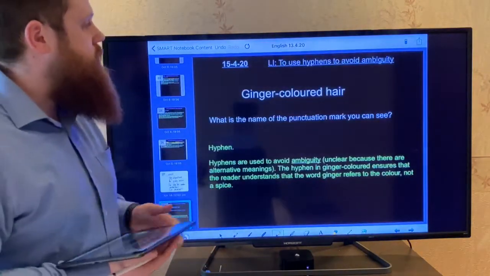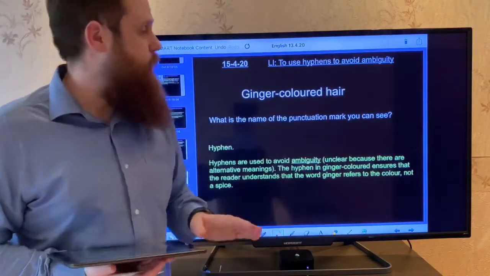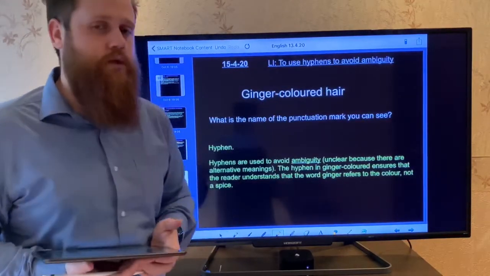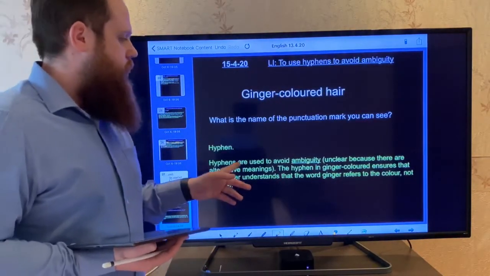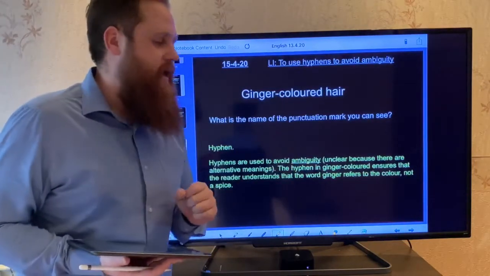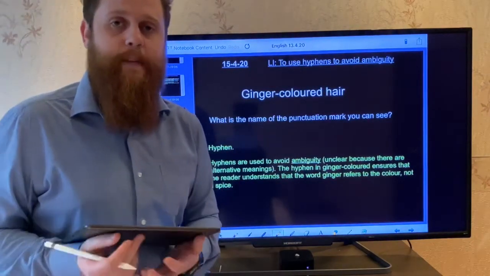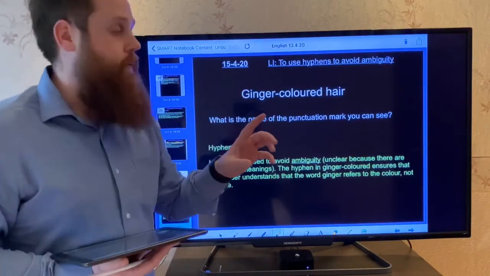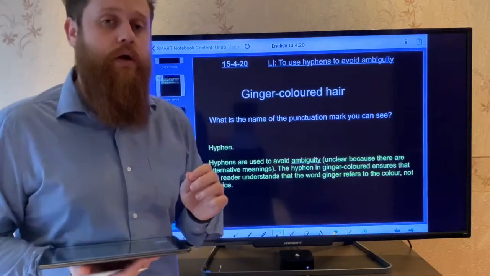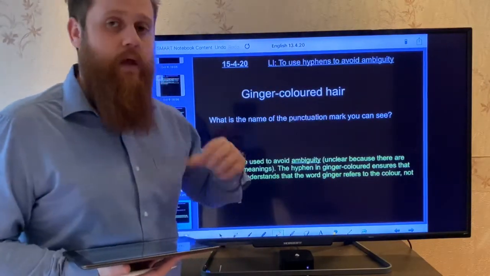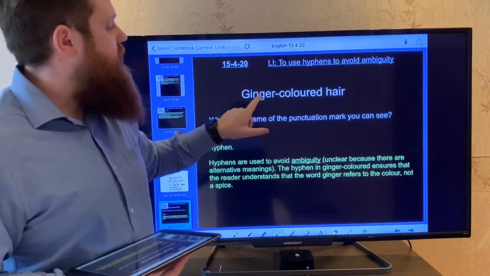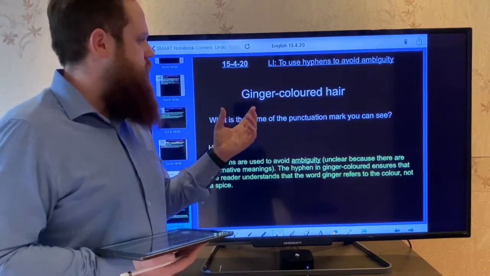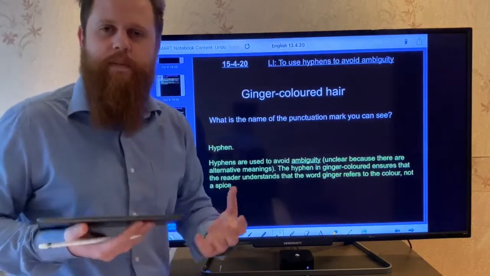Our actual main part, to use hyphens to avoid ambiguity. Now, in here, you should be able to spot quite quickly a hyphen between ginger and coloured. Well, why is that there? It's a hyphen and it's there to avoid ambiguity. And that means that something is unclear. If it's ambiguous, it's unclear, it's not fully sure. So this hyphen makes it clear that ginger-coloured is talking about the colour. It is ginger-coloured hair, that orange hair. If it wasn't here, this ginger could mean the spice, the things that we put into food. So then ginger and coloured hair, it could be a bit unclear.